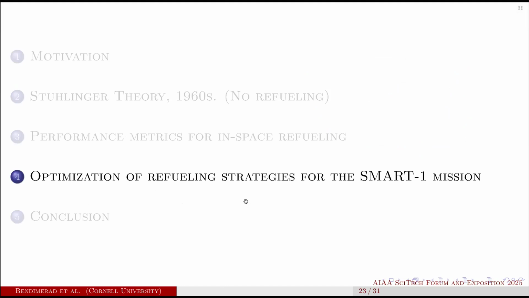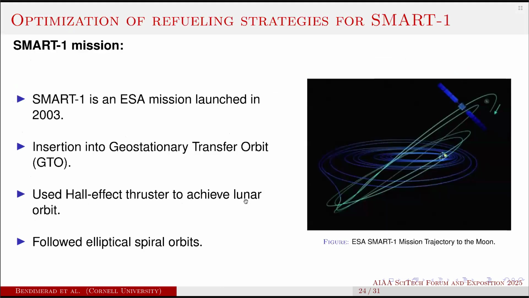Next, we are going to apply our framework to an actual mission. And for this, we chose the SMART-1 mission. SMART-1 was an ESA mission launched in 2003. And after an insertion into a geostationary transfer orbit, it used its Hall effect thruster to achieve lunar orbit, and it followed an elliptical spiral orbit.